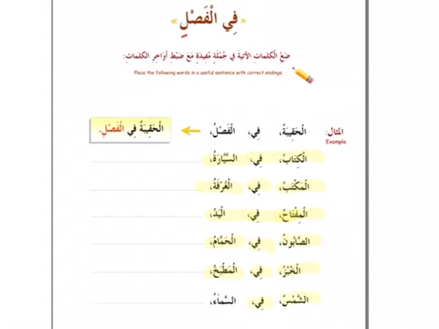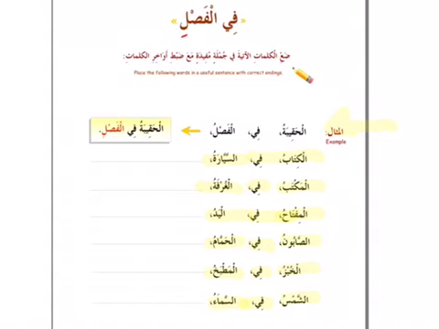Ash-shamsu fi as-sama'u. It changes to ash-shamsu fi as-sama'i. Ash-shamsu fi as-sama'i. Now let's go through each example and talk about what it means.